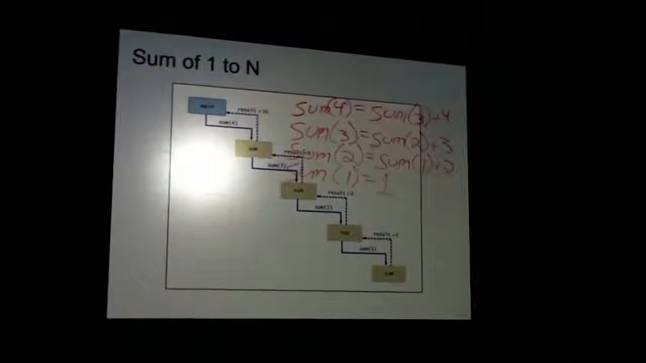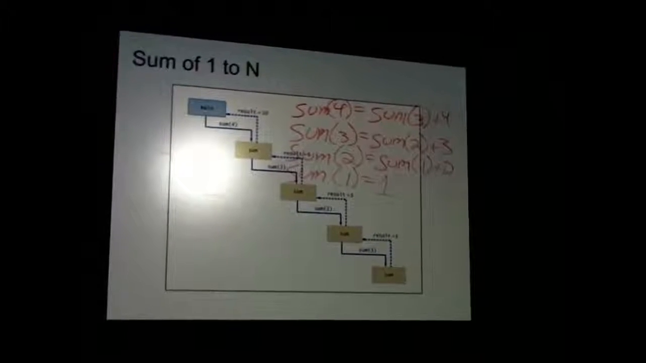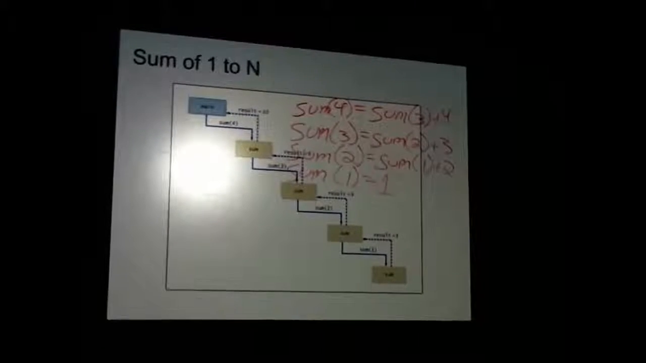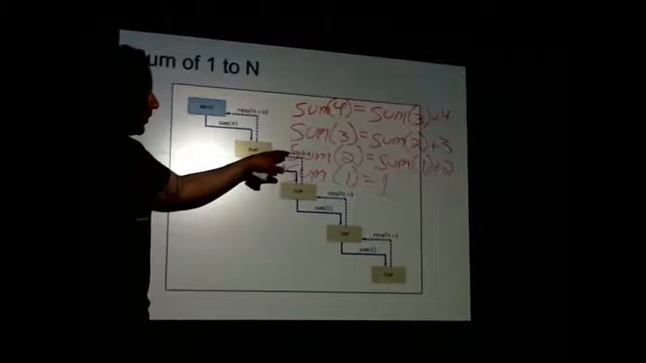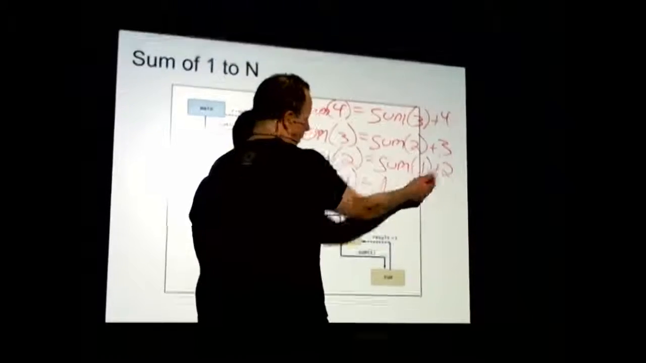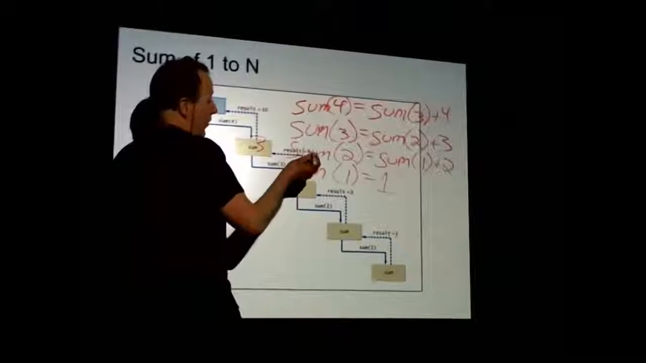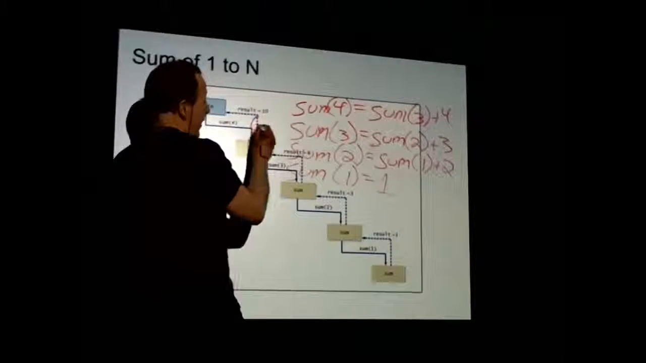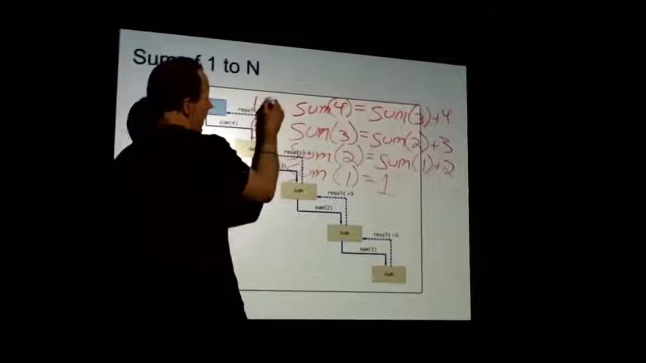So it writes those off on the side, just like we have here. And then sum of 2 is sum of 1 plus 2. So sum of 1, we look down and sum of 1 is going to have a value. So sum of 1 is 1. Sum of 2 is sum of 1 plus 2, so 1 plus 2 is 3. So now sum of 2 is 3. Then sum of 3 is sum of 2 plus 3, which is 6. And then sum of 4 is 6 plus 4, which is 10.